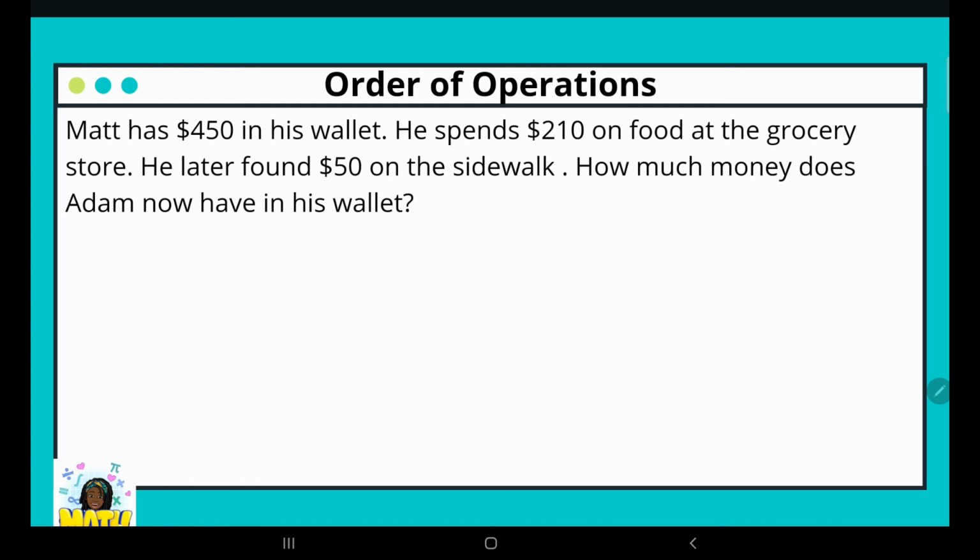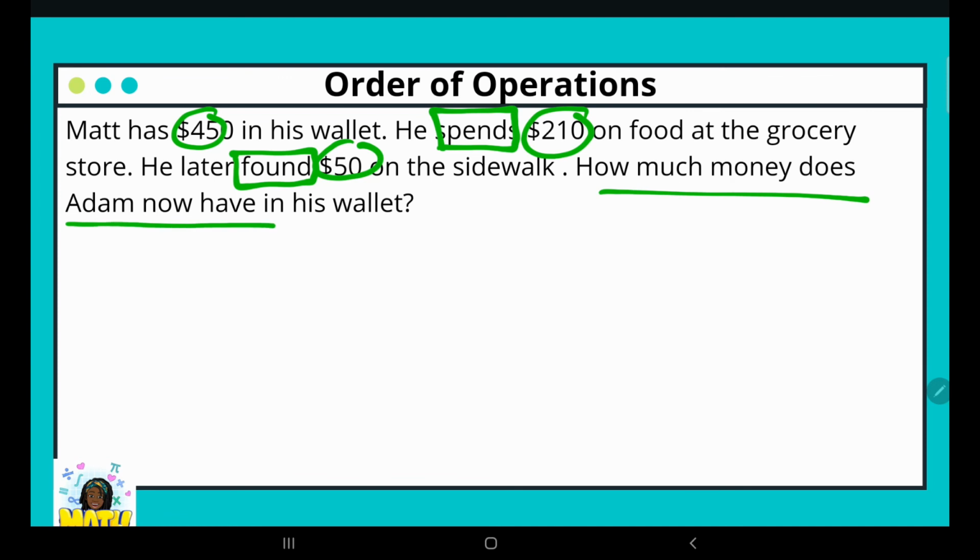Matt has $450 in his wallet. He spends $210 on food at the grocery store. He later found $50 on the sidewalk. How much money does Matt now have in his wallet? Okay, so he started off with $450.